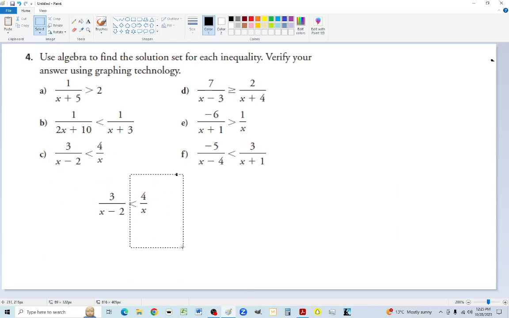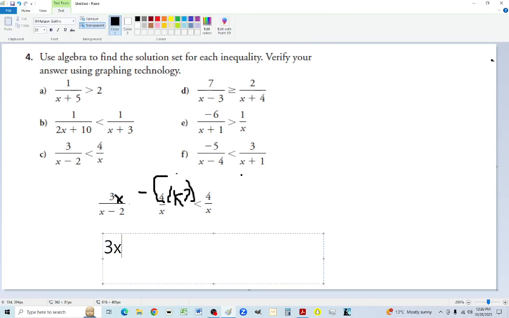Here we have to subtract this from both sides, and we essentially have to cross multiply. So you get minus 3x and then minus 4, put that all in brackets times x minus 2. So you get 3x minus 4x plus 8, all of it over x minus 2 times x, and it's all smaller than 0. I forgot to make the right side smaller than 0.